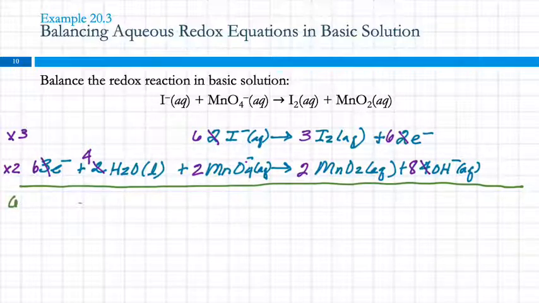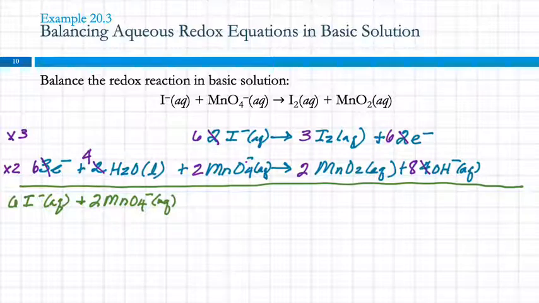So 6 I⁻ aqueous plus 2 MnO4⁻ aqueous. That's these 2 guys. And then I also have 4 water molecules. So make sure I got all of these guys. I got this one and that one. And then I'm going to write these other guys down on the right.